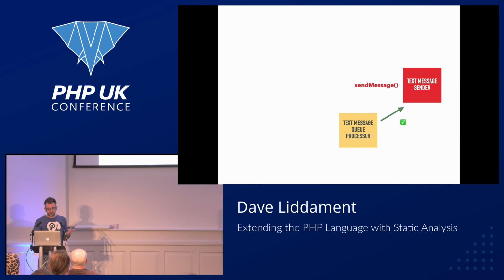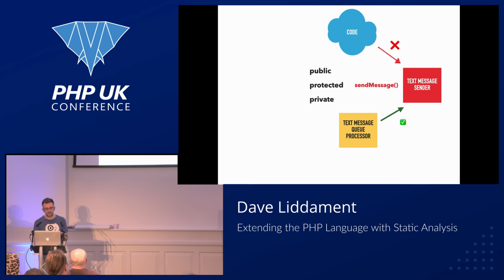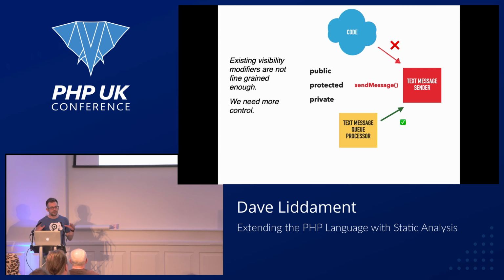So how can we do this in PHP? What I'm saying is if I call it from the text message queue processor, that's okay. But if I call it from any other part of the code, this is not allowed. Now, if we think about our visibility modifiers in PHP, we've got public, protected, and private. None of these are really suitable for this application. There's nothing that's quite the right level of visibility. So we need to do something more.